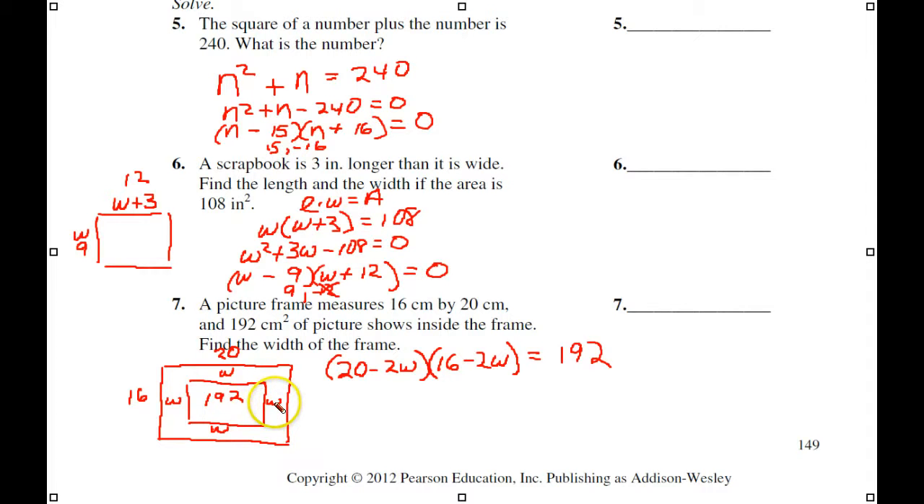So, what do we know? Well, there's this width here and there, and there and there. So if we take 20 minus 2 widths and 16 minus 2 widths, that will equal the area that we know inside there. So there's the start of it. This one gets quite tedious, and you just need to FOIL it. Again, I'm not going to do them all, but this is how this one is done.